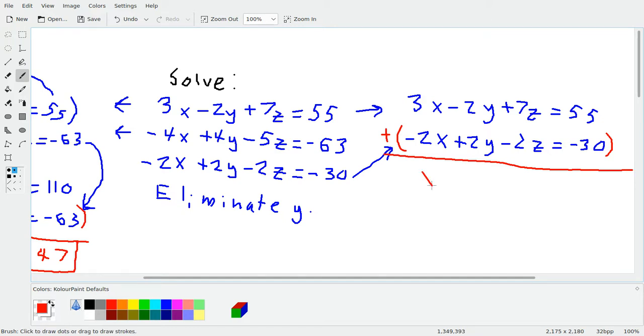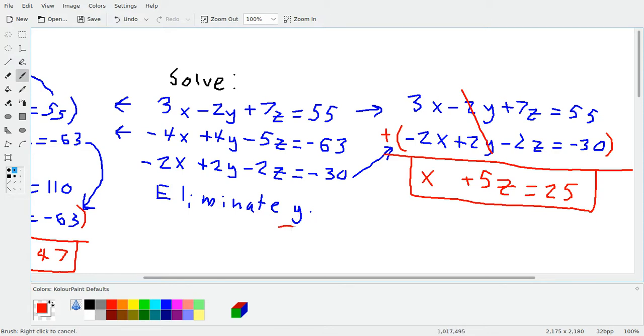3x plus negative 2x is just x. Negative 2y plus 2y eliminates. 7z minus 2z is plus 5z. And 55 minus 30 is 25. Let's put a box around this equation also, since we just eliminated y. Caution, make sure that you eliminate the same variable both times. If you eliminated different variables for your first two eliminations, you would probably get totally lost and get the question wrong. But we eliminated y for both of the equations, so we're good.